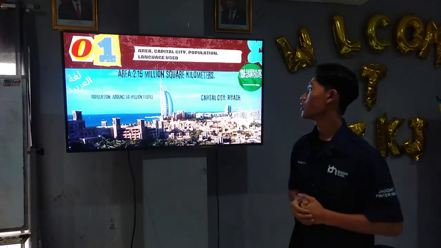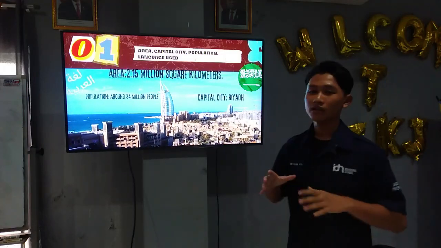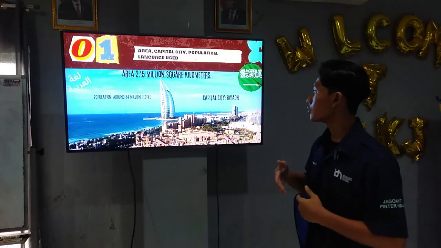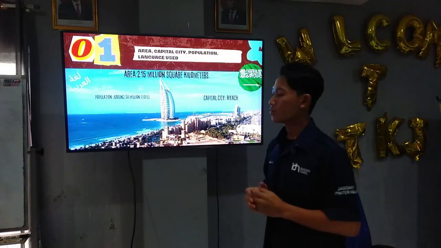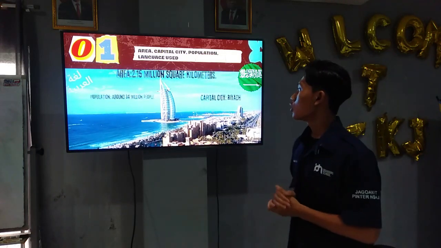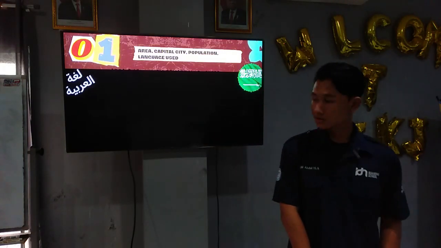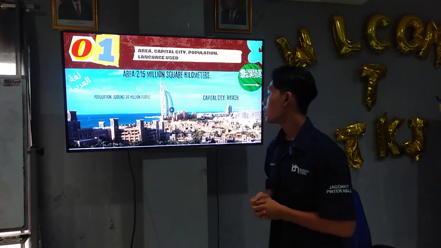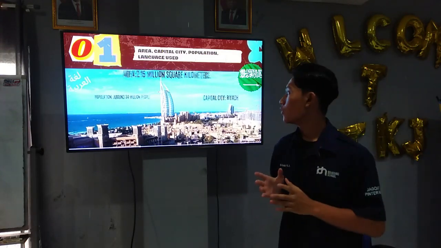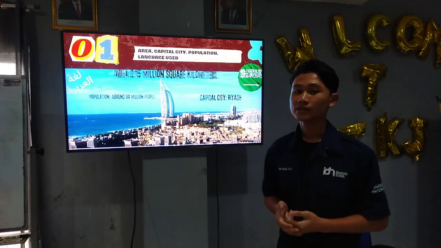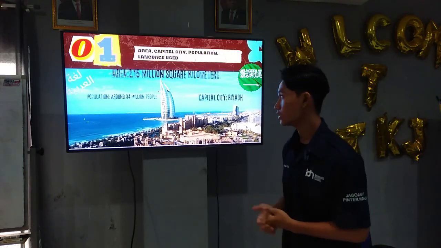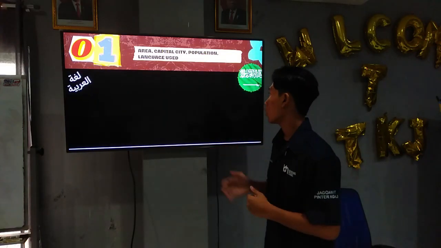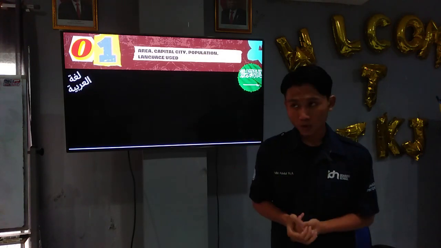Okay, first, area, capital city, population, and language used in Saudi Arabia. Saudi Arabia's area is approximately 2.15 million square kilometers and the population is around 34 million people. The capital city of Saudi Arabia is Riyadh. And the language they use is اللغة العربية, the Arabic language.